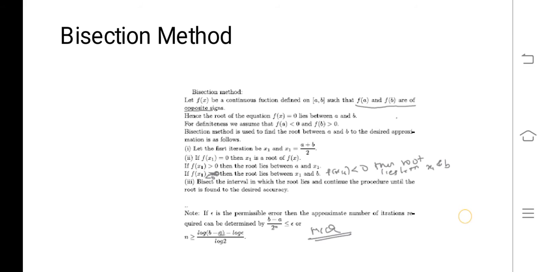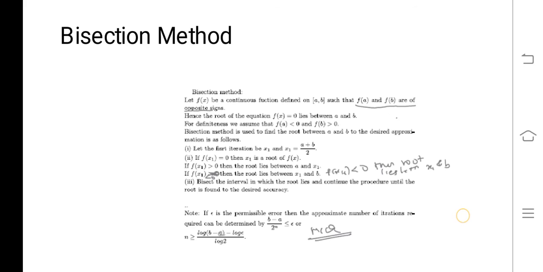Under these conditions, the first iteration, let it be x1, is given by (a + b)/2. What are a and b? f(x) is a continuous function defined on the interval a and b. So we consider the sum of endpoints and divide it by 2. That is our first iteration. If f(x1) = 0, we are very lucky, then x1 is the root of f(x).